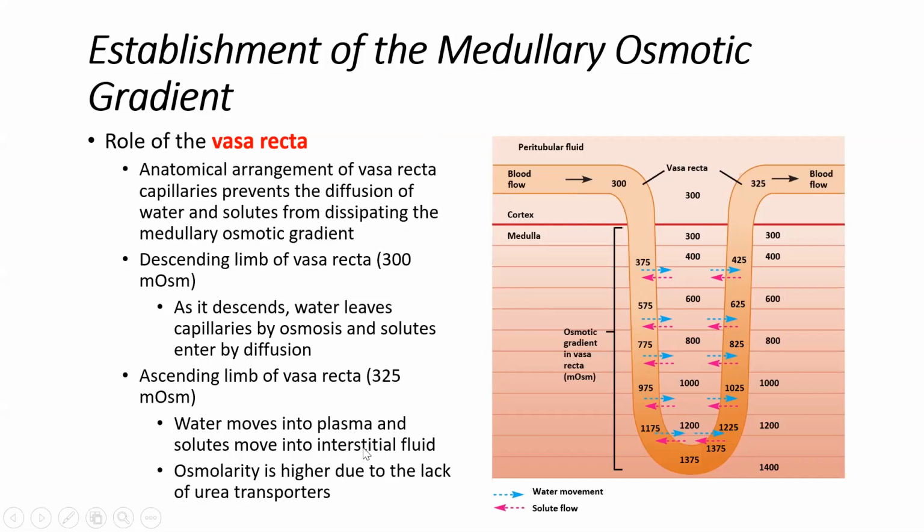And the opposite is true along the ascending limb of the vasa recta. So water moves into the plasma, and solutes are going to move out into the interstitial fluid. And so this is what is preventing us from losing our gradient. This is going to allow the osmolarity of the interstitial fluid to increase here again, which is preventing us from losing that gradient, okay? Also, the osmolarity here is going to be higher due to the lack of urea transporters.